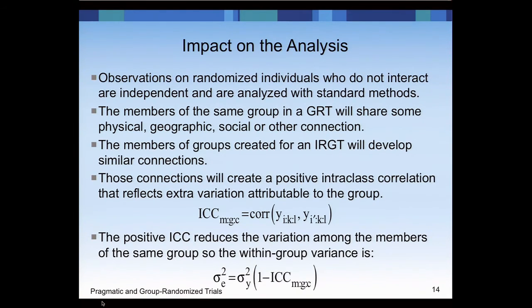These connections create an expectation for positive interclass correlation that reflects extra variation attributable to the group. So what is an interclass correlation? You can think of it as the average bivariate correlation among members of the same group, and it simply reflects the connections or commonalities that those members share in common. That often small correlation reduces the variation among members in the same group, so the within group variation is shown as written here. We multiply the usual variation of the dependent variable, sigma squared y, by 1 minus the ICC. And this is the ICC among members in the same group with groups nested within conditions.